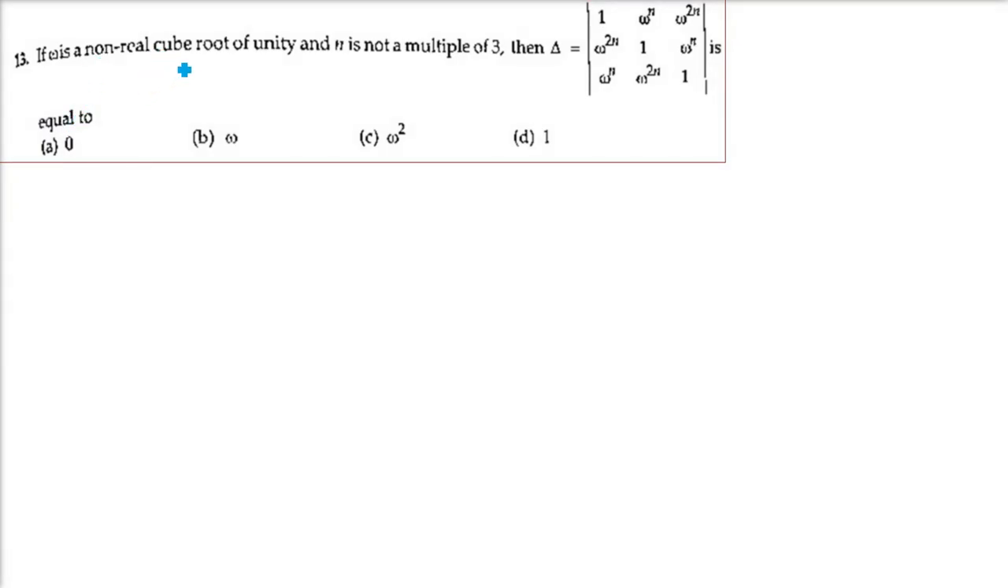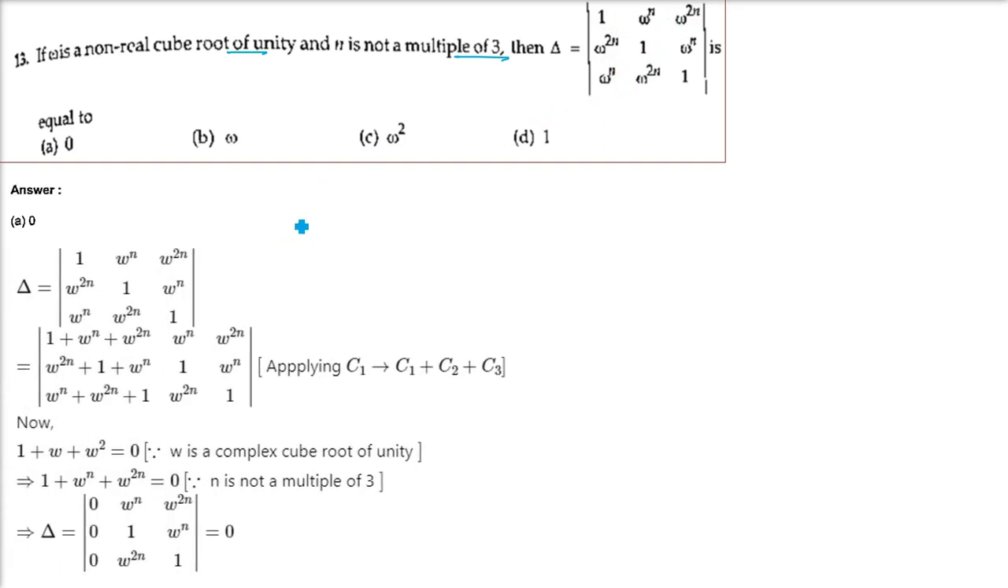If omega is a non-real cube root of unity and n is not a multiple of 3, then what is the value of this determinant? So non-real cube root of unity. Either you add the 3 rows or you add the 3 columns. The answer will remain the same. So we are adding column 1 and column 2 and column 3. You can do it for row 1, row 2, row 3 also.